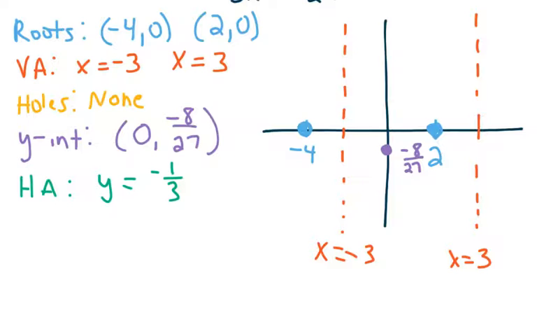Alright, and then my horizontal asymptote. So my horizontal asymptote, -1/3. -1/3 is larger than -8/27, right? If not, correct me. Okay, so y equals -1/3. Alright. That line was really crooked. Oh well.